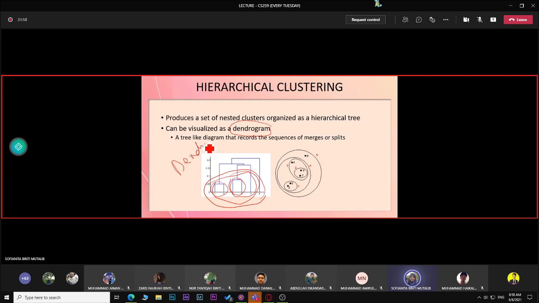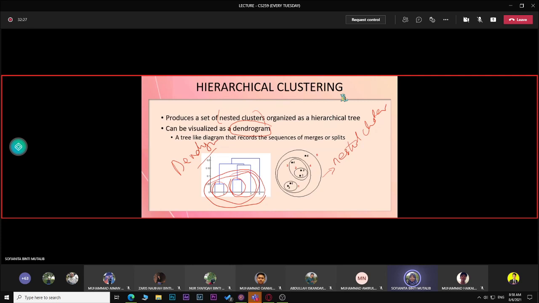Okay, and then this one, what do we call it? Any idea? Venn diagram. Okay, Venn diagram. So this is what is called the nested cluster. If you see that there is a cluster, and then there will be some bigger cluster outside of the boundary.